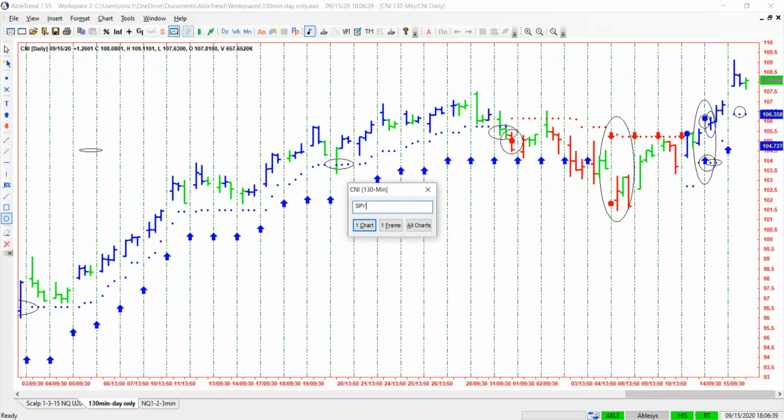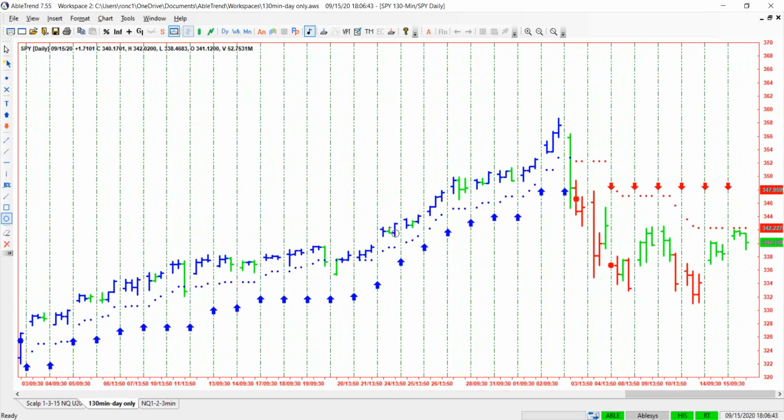Yeah, I'll type in SPY. All I did was start typing on the keyboard and I click one frame. Not one chart, one frame. Because remember, we have two charts combined into this one. We've got two time frames. We've got the 2 hour and the daily all combined into one. Now, this is what's interesting.